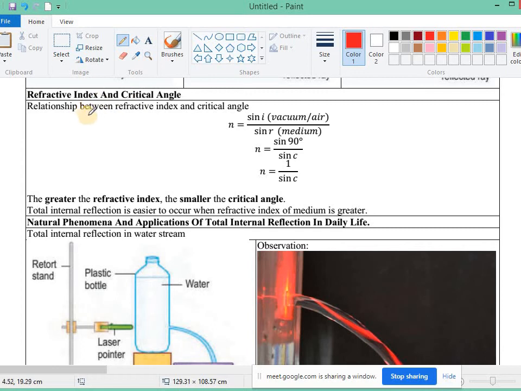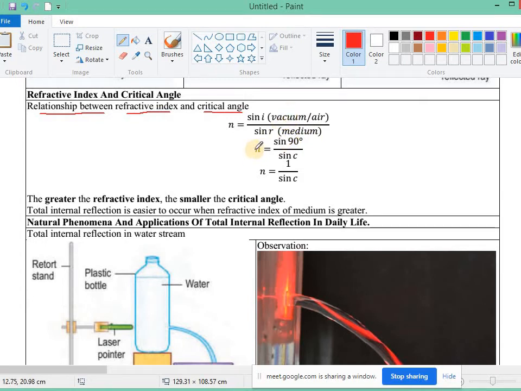Refractive index and critical angle. Relationship between refractive index and critical angle. So this is the refractive index. Refractive index equals sine i over sine r. The incident angle must be in vacuum or air. R, this refracted angle, must be the angle inside the medium.